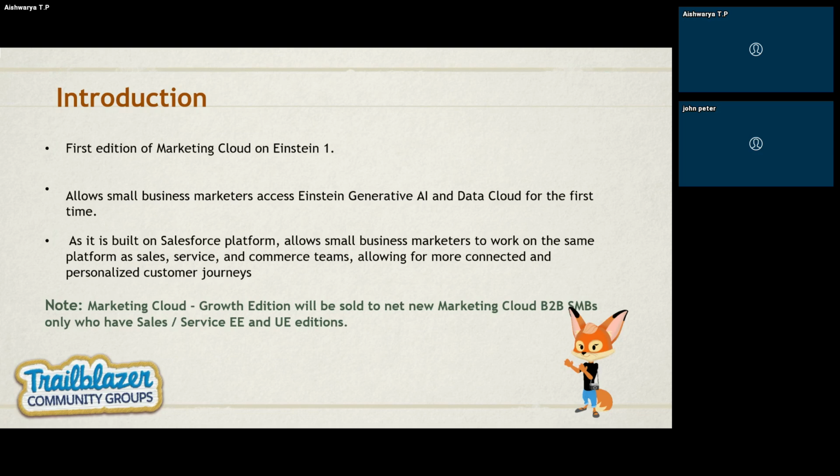Growth Edition is supporting SMS and email. And whoever has Sales and Service Enterprise Edition and Unlimited Edition can enable this feature, that is Marketing Cloud Growth Edition. Only for those customers are they selling this edition as of now.